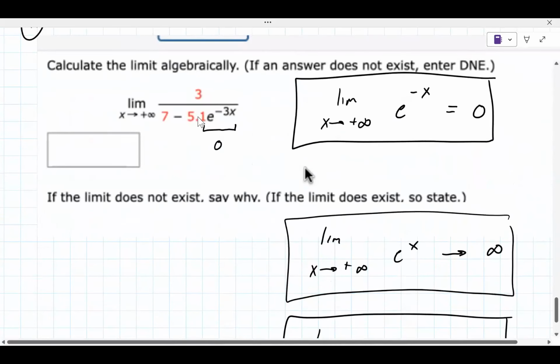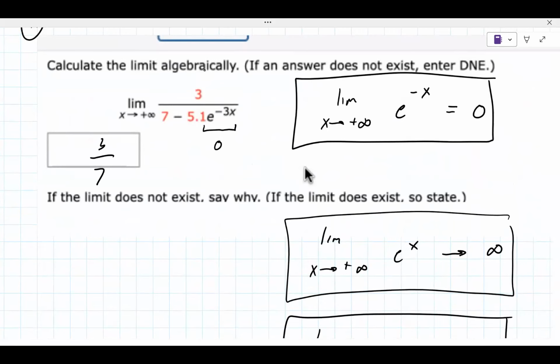But for your problem here, if this part goes to 0, 5.1 times 0 is 0. 3 over 7 is the answer. There's not necessarily a lot of work, there's just a lot of things to go with.